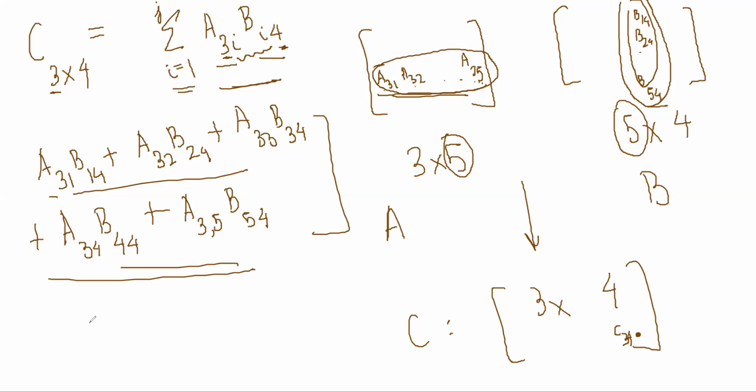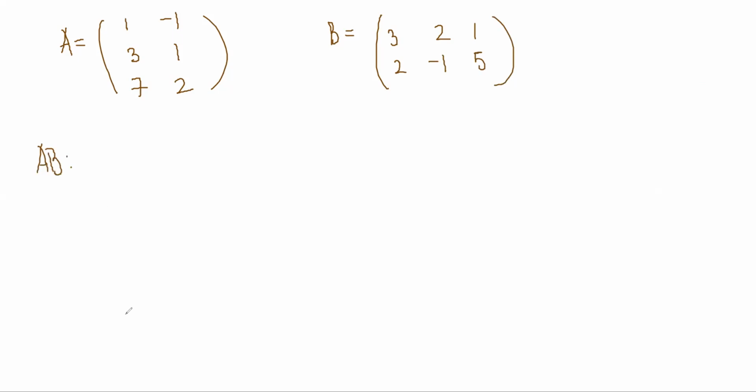Now, for example, do one example. A is 1, minus 1, 3, 1, 7, 2, and B is 3, 2, 1, 2, minus 1, 5. Find AB. Take the row into column.